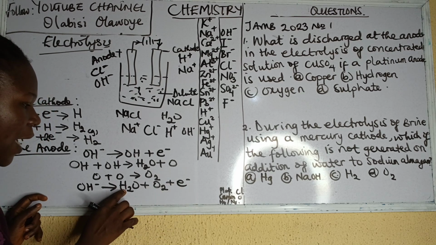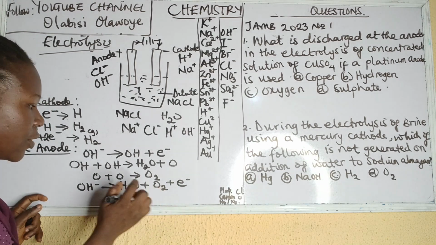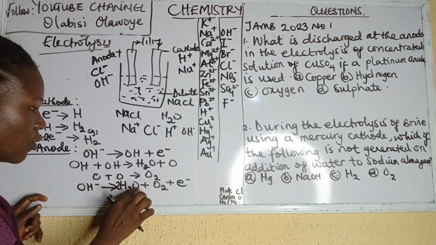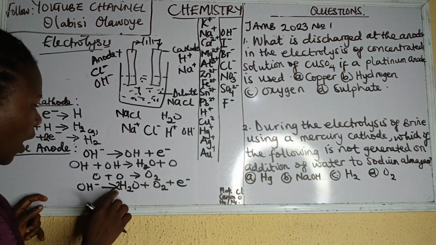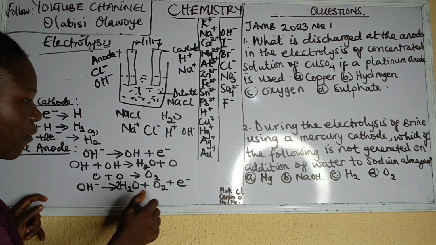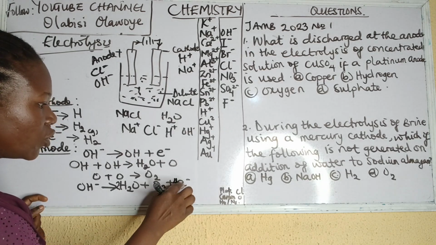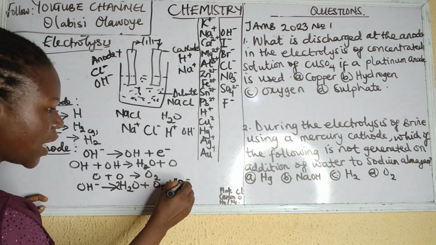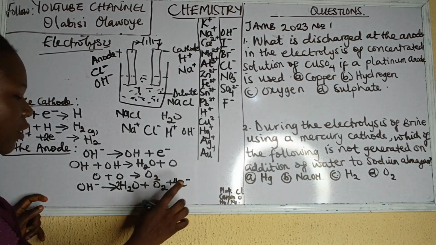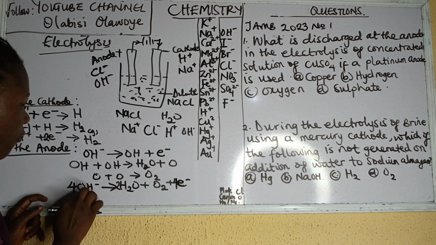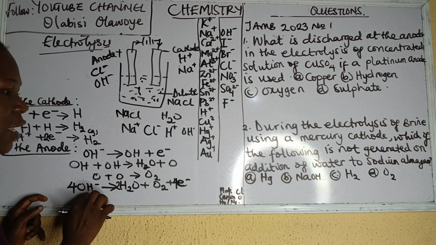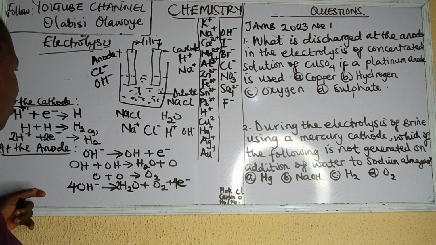Balancing the whole equation, hydrogen here is 2, oxygen is 3. If you add 2 here, oxygen will be 2 here and 2 here, making it 4. Hydrogen is already 2 times 2, which is also 4. So we need to add 4 electrons to this, making sure that the equation is balanced and the number of electrons is balanced. So on this side too, we can also add 4, making hydrogen and oxygen balanced here. So this is the overall equation.